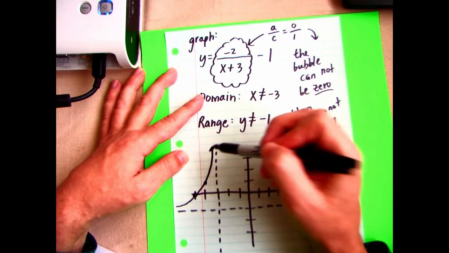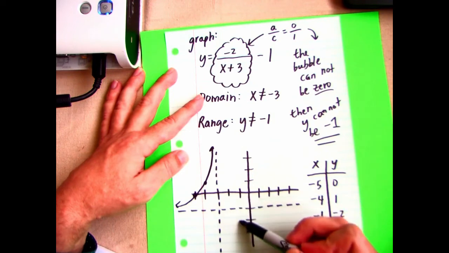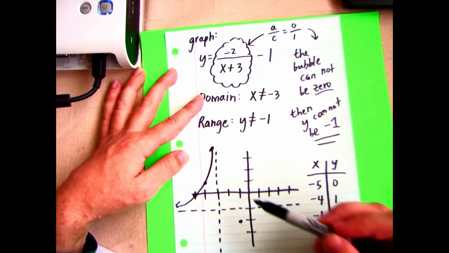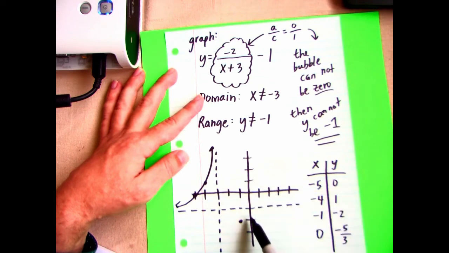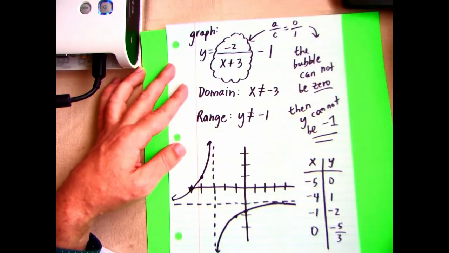If we plot those points, we get a hyperbola in the upper left portion. And if I plot the rest of my points, we'll get the rest of the hyperbola in the lower right portion. So the graphs approach these asymptotes but never cross.